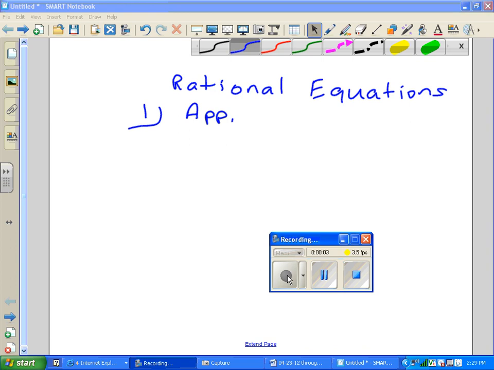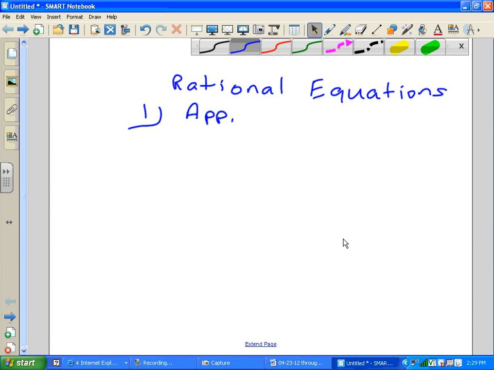Okay, so number one reads that Mr. and Mrs. Tatum can mow the front yard in 20 minutes working together. If Mrs. Tatum can mow twice as fast on a riding mower than Mr. Tatum can on his push mower, how long will it take each of them if they did it by themselves?